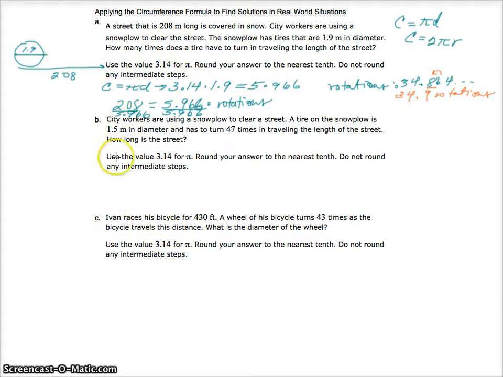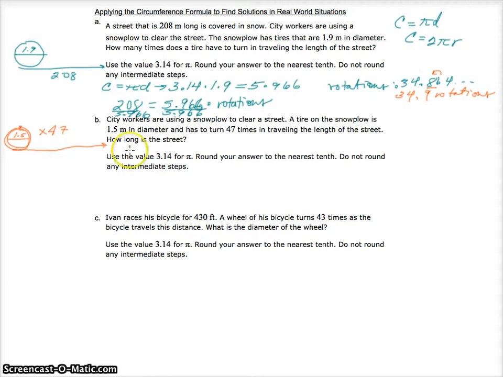Let's look at part B. City workers are using a plow to clear street. A tire on the snow plow is 1.5 in diameter and has to turn 47 times in traveling the length of the street. How long is the street? So it's going to travel around its circumference 47 times. First, I need to know the circumference because I have to figure out how far it's going to travel. And it's going to do it 47 times. So it's going to be the circumference times 47.